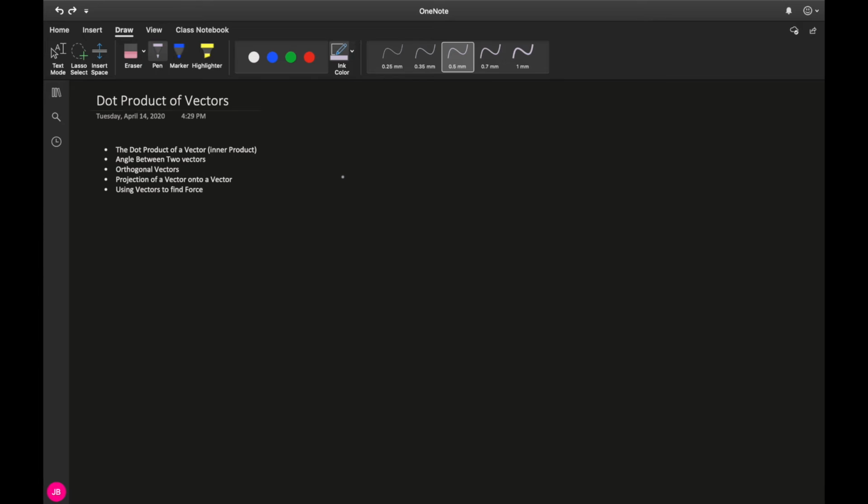So today I thought that we would continue our conversation on vectors, focusing on the dot product of vectors. Now the dot product of a vector, or the inner product of a vector, has a formula.